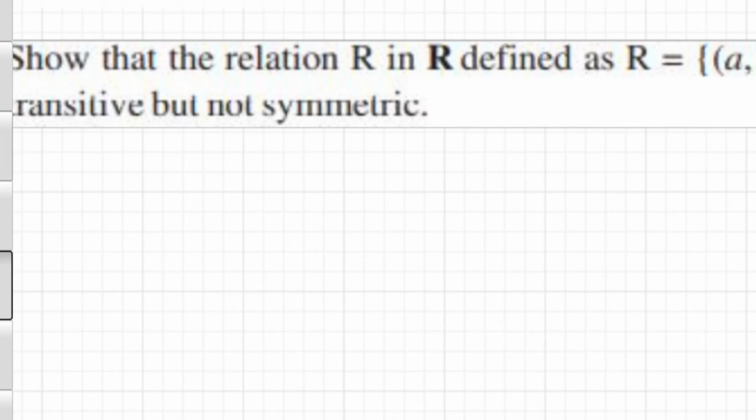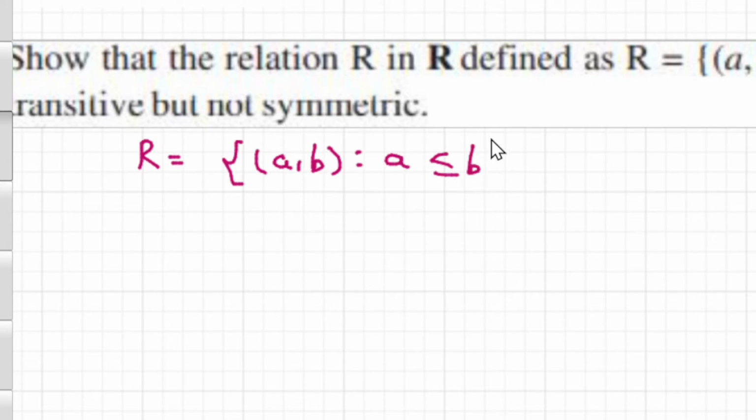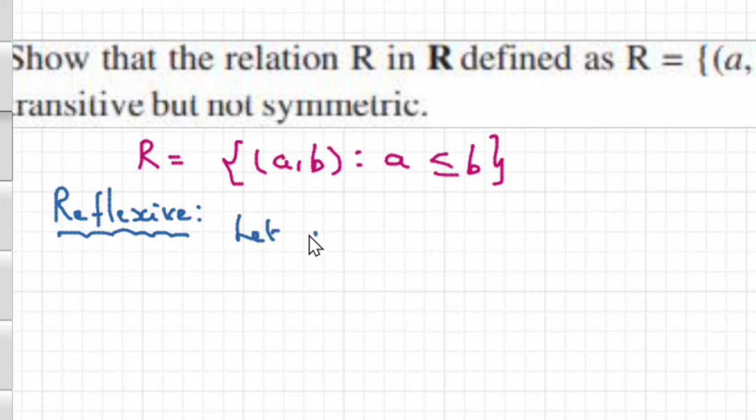Then in this problem, you see, the condition is that A comma B belongs to R such that A is less than or equal to B. So first of all we'll check reflexive. For reflexive we have to take both entries the same, A comma A. We are going to check whether A comma A belongs to this R. So let us take A belongs to R.